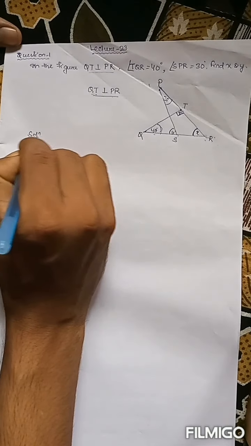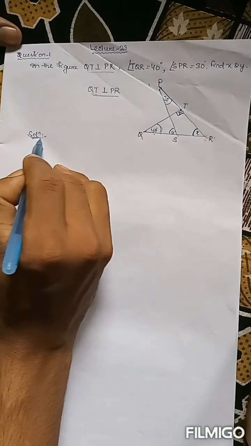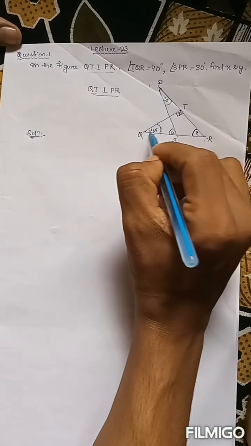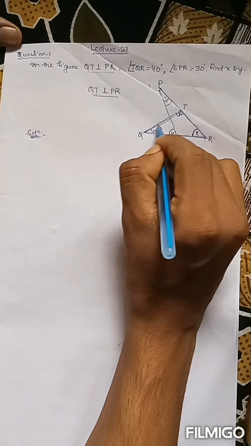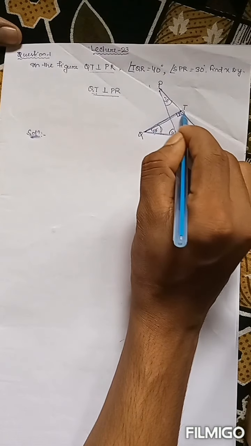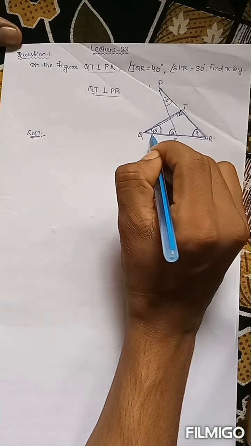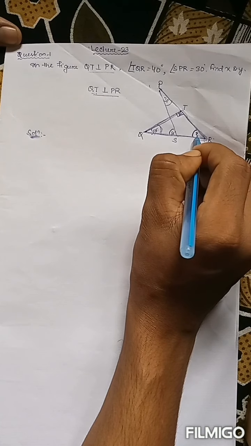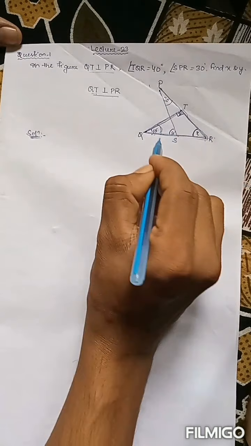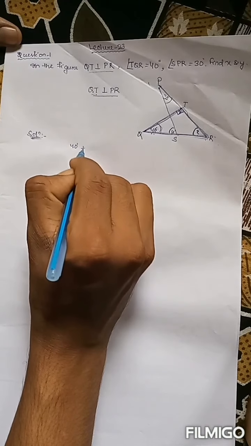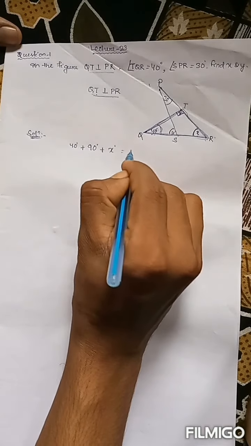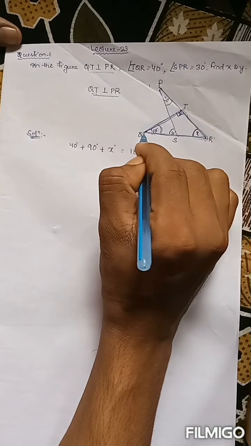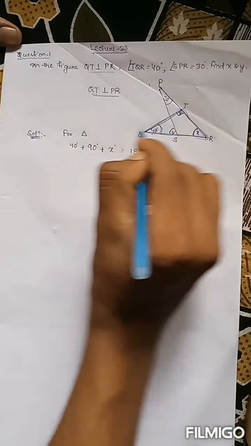In order to solve it, we have to consider any one triangle. Then it is very easy to find X and Y. Suppose someone considers only this triangle. Forget about the other triangle. Since it is a triangle, we know the sum of three angles of that triangle is equal to 180 degrees. Yes or no? Yes. So it is 40 degrees plus 90 degrees plus X degrees is equal to 180 degrees. Here we consider triangle QTR.